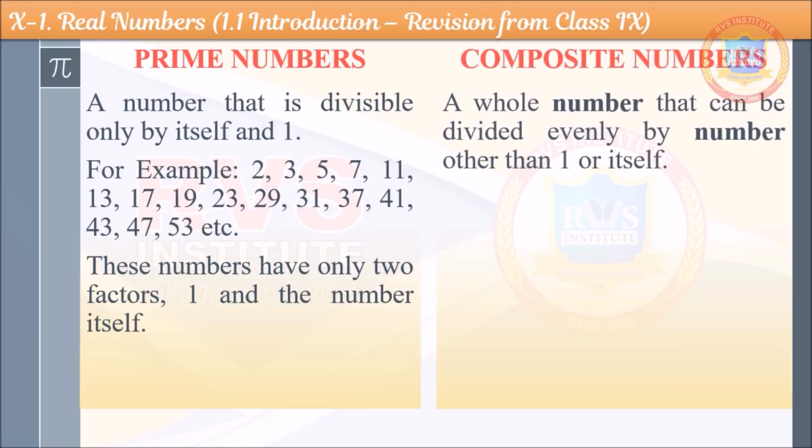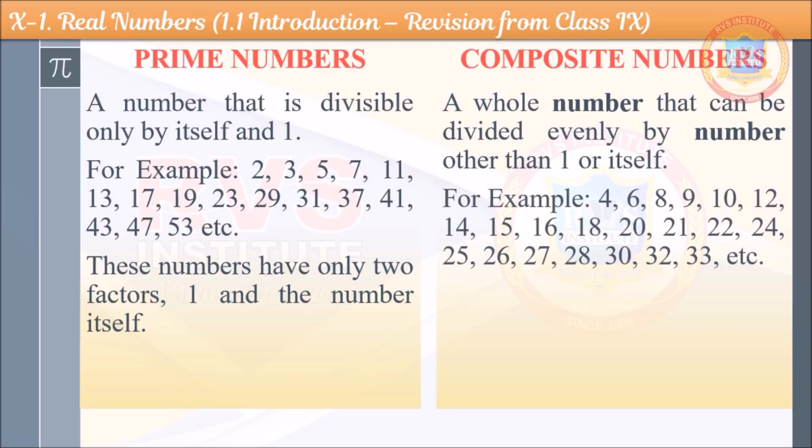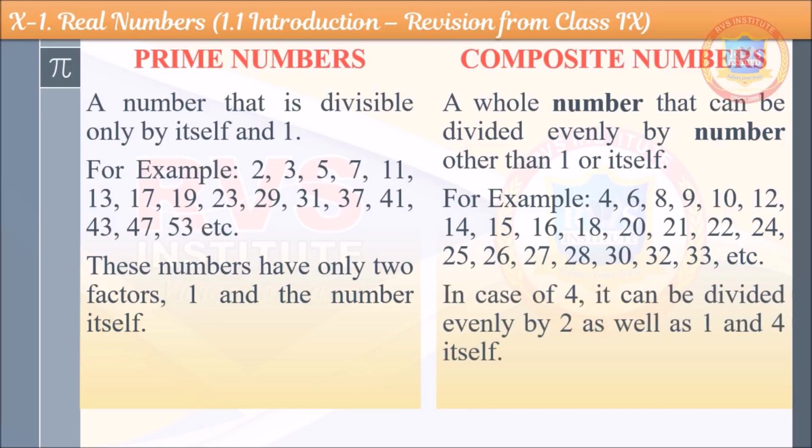And composite numbers: a whole number that can be divided evenly by a number other than 1 or itself. For example, 4, 6, 8, 9, 10, 12, 14, 15. These are examples of composite numbers, as these numbers can be divided by numbers other than 1 and itself. In case of 4, it can be divided evenly by 2 as well as 1 and 4. In case of 9, it can be divided by 1, 2, 4 and 8. So these numbers have more than 2 factors, and hence these numbers are composite numbers.